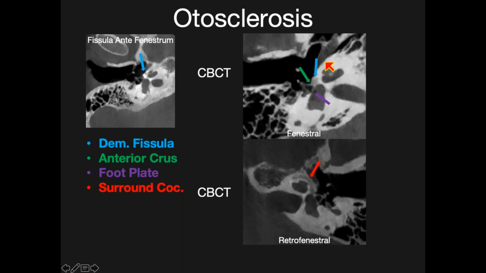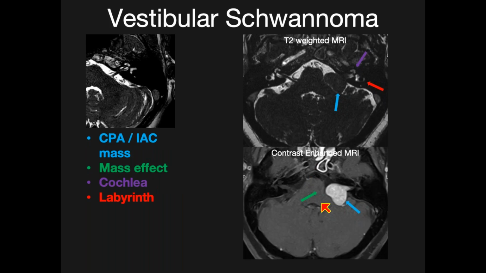If that demineralization extends all the way back towards the cochlea, as is seen in another example, this is called a retrofenestral type of otosclerosis. The stapes superstructures seen here beautifully on cone beam CT.